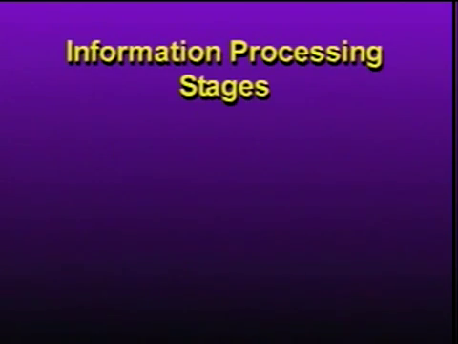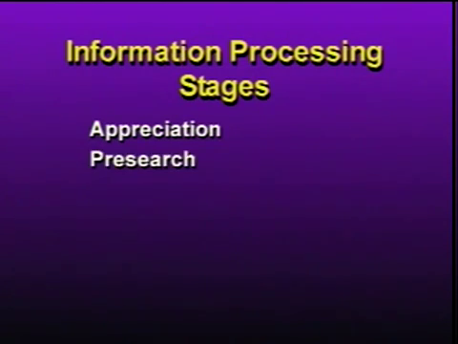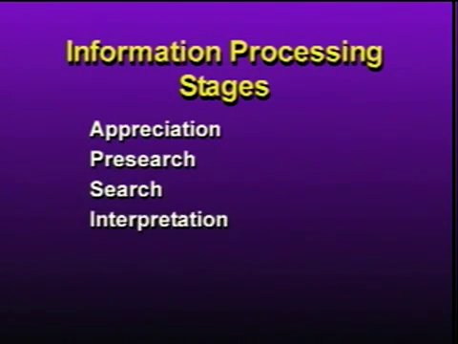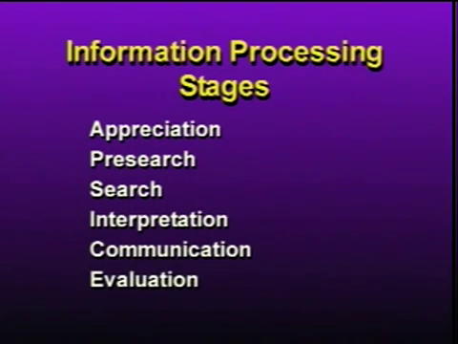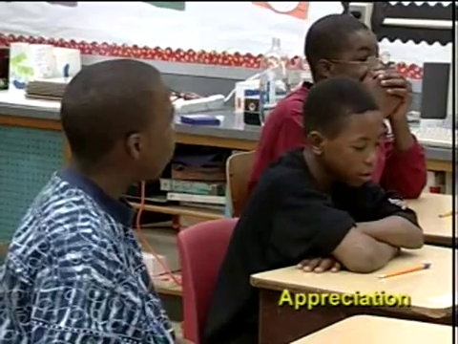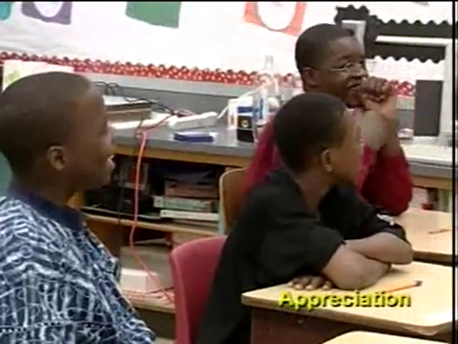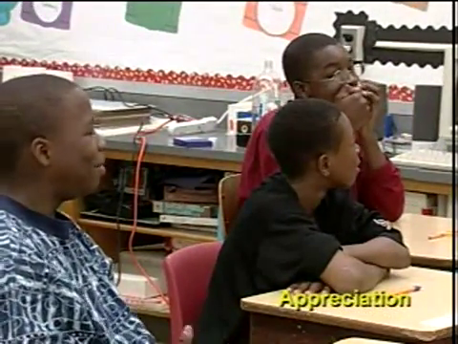The Pathways to Knowledge model of information processing identifies 6 stages that students go through when learning to process information. They are appreciation, pre-search, search, interpretation, communication, and evaluation. More information on this can be found in the Technology as Facilitator of Quality Education model. Students in the special education classroom are reading Night of the Twisters.